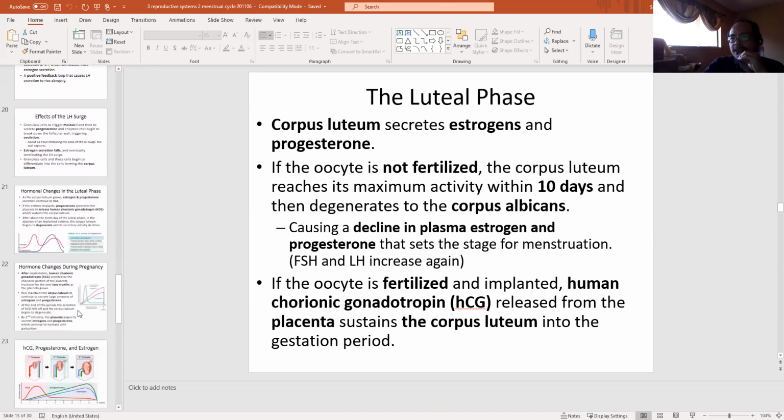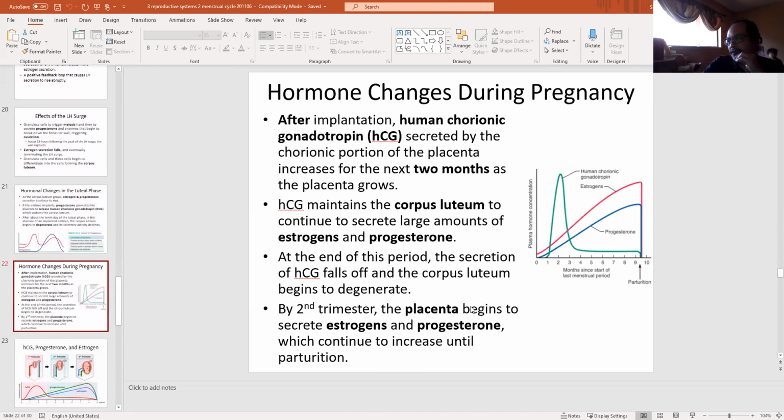So let's look at this figure. This one shows that if it's implanted, if there is pregnancy, we can see that progesterone and estrogen continue to increase, and the early portion is thanks to the corpus luteum. Later it is the uterus itself.